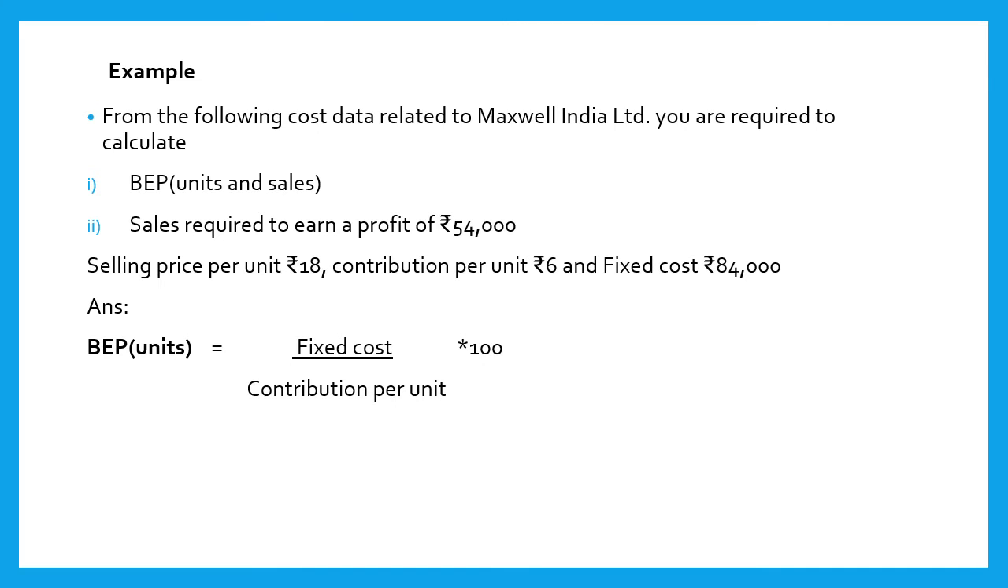For calculating BEP units we can use the formula, that is fixed cost upon contribution per unit. So there is a fixed cost of rupees 84,000 and contribution per unit is rupees 6. In this way, we can get the BEP units as 14,000.